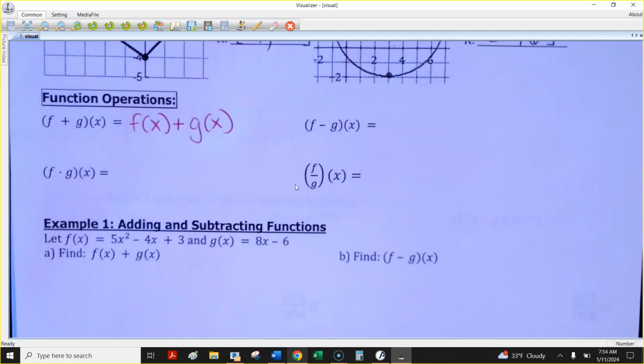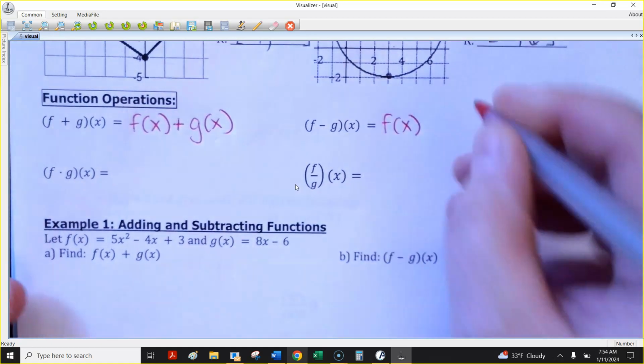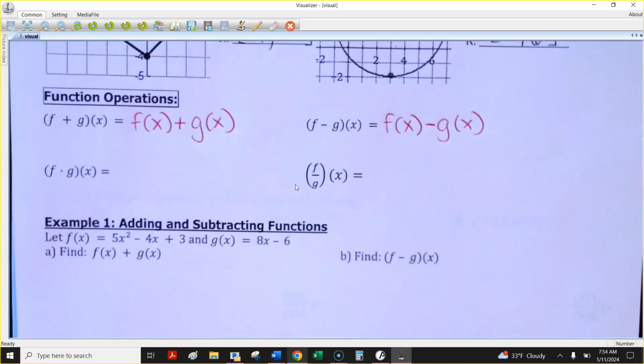Now, this one right next to it says f minus g of x. What this means is you're going to take the f of x function and you're going to subtract the g of x function from that. That one can be kind of tricky because if the function you're subtracting has more than one term, you have to distribute that subtraction symbol, so we'll get into that in a second.